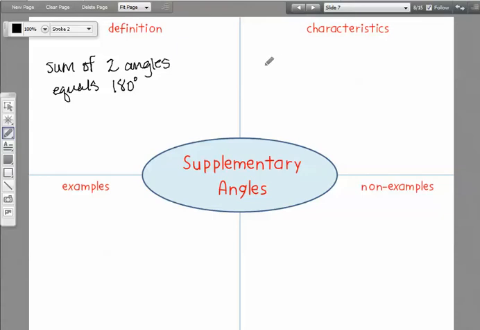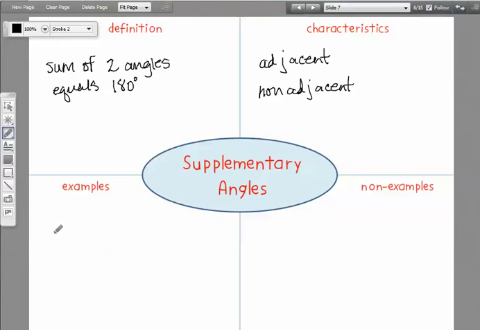Same characteristics. They can be adjacent, which would make them a linear pair, by the way, or non-adjacent, which means there again we've got one hanging out on the north side of town and another one hanging out on the south side of town. Doesn't matter where they're at or what they're doing, they still add up to 180 degrees.